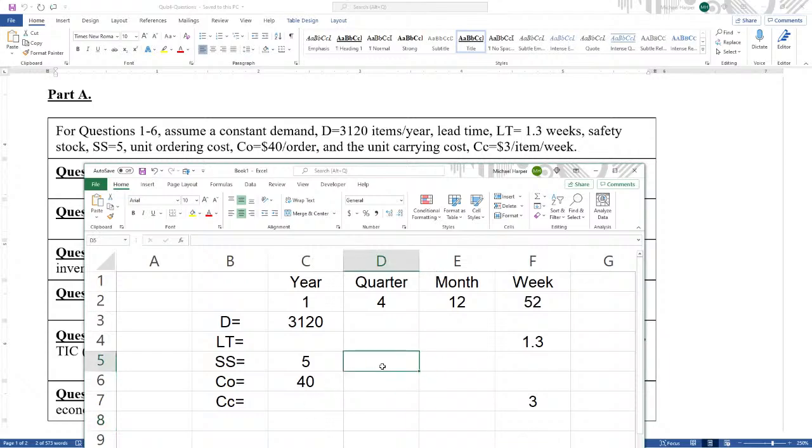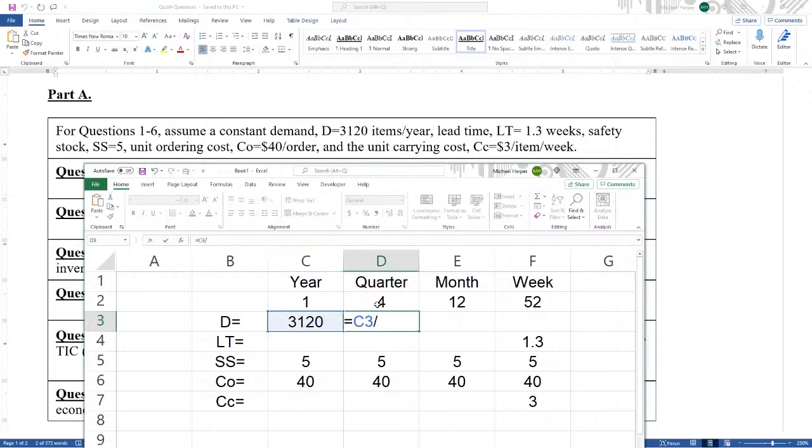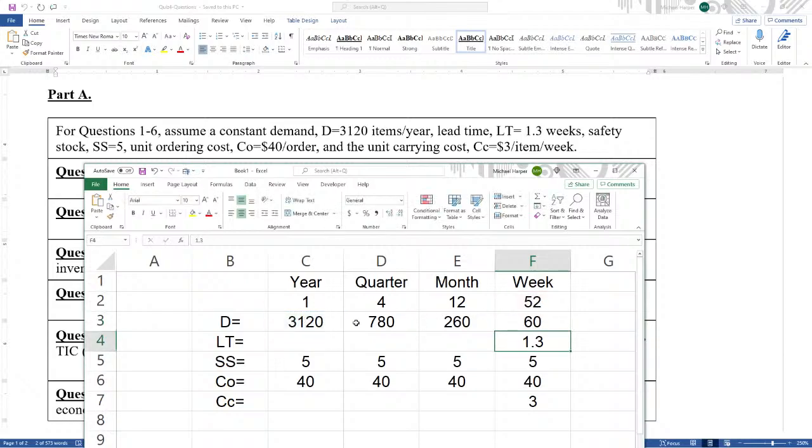Safety stock doesn't matter. It's going to be 5, whatever the period is. Same with the ordering cost, because that's the cost per order. But the lead time and the demand do change. If the demand is 3120 per year, then this equals this divided by 4, this equals this divided by 12, and this equals this divided by 52. That's the demand per quarter, month, and week.